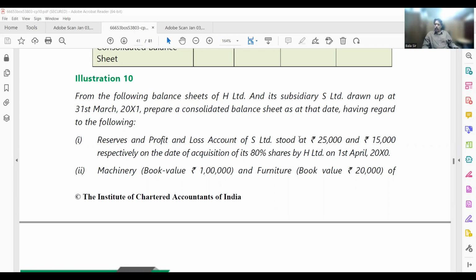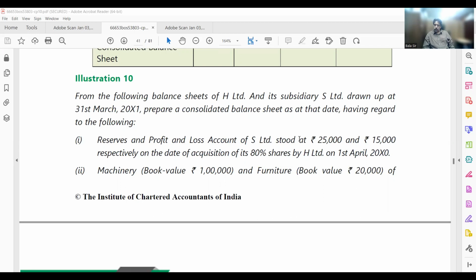Now let us take this example, illustration number 10 from your study mat. From the following balance sheets of H Limited and its subsidiary S Limited at 31st March 20X1, prepare a consolidated balance sheet as at that date, having regard to the following. Underline first: the balance sheets have been given for two companies, a holding and a subsidiary company, as on 31st March 20X1.